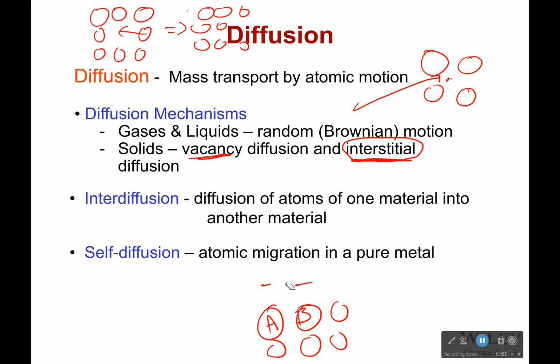And finally, there's self-diffusion, where we just say, honestly, there's a big mass of atoms. They're all the same kind of atom, but they can just move around. They can switch places, and we don't really notice that all that much, but it happens.